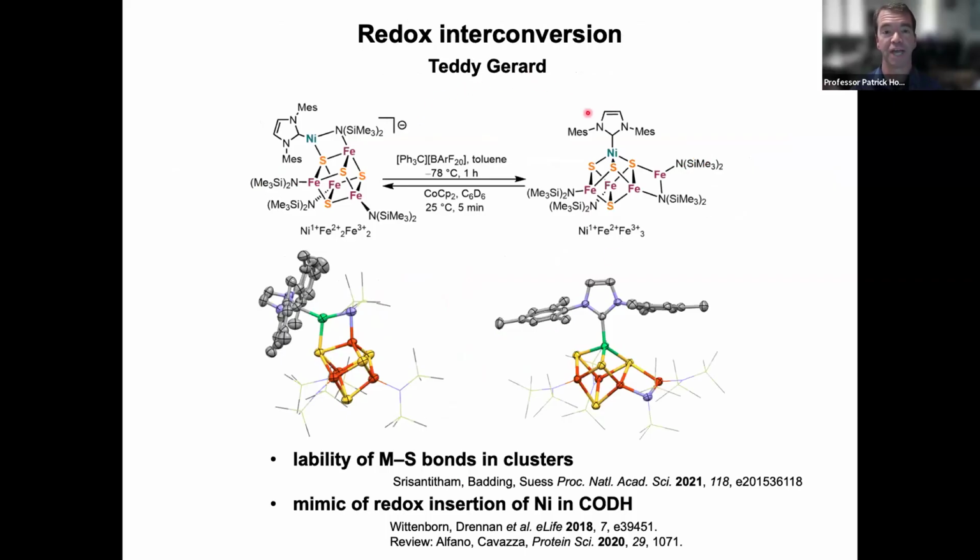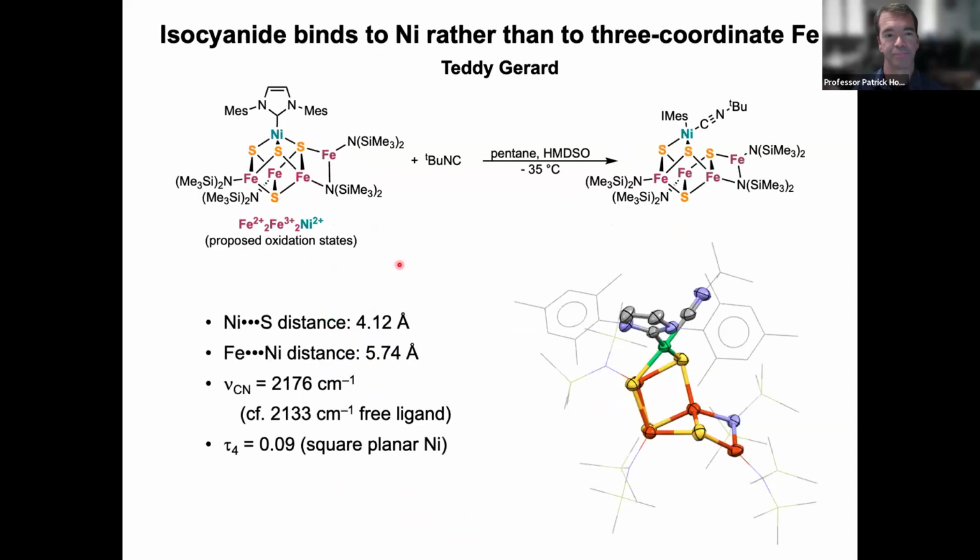And actually, it turns out that just by adding oxidizing or reducing agents, you can interconvert these two forms. And Teddy has been studying the interconversion of these two. I think it's really interesting how labile these clusters are, which is something that has been really profitably studied recently by Dan Suess and coworkers. And also, I think that this could be helping us to understand something about how nickel is inserted using redox in the biosynthesis of these.